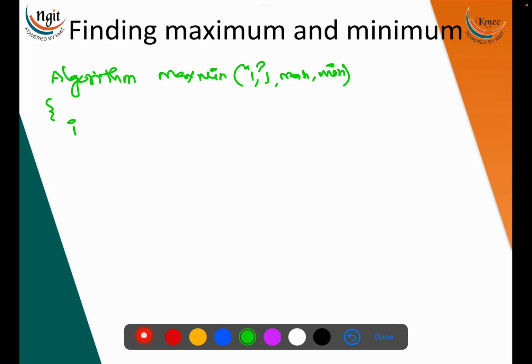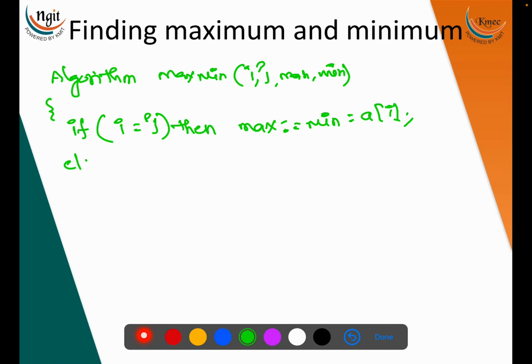Just now we explained that it will have two smaller cases. When i is equal to j, max and min point to the same index, which is a single element. The second case is when i is equal to j minus 1, that means I have only two elements.